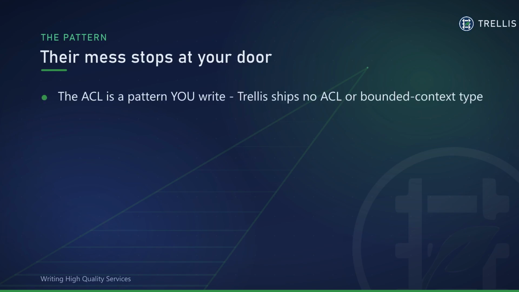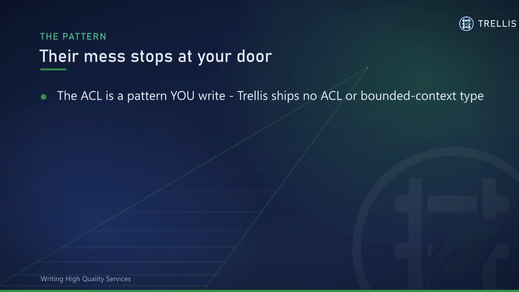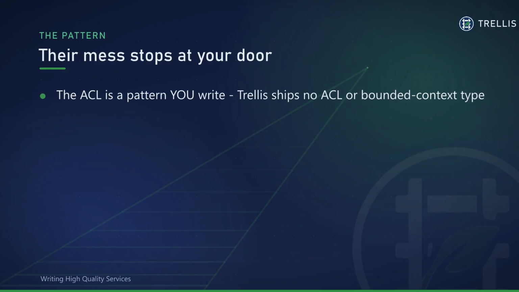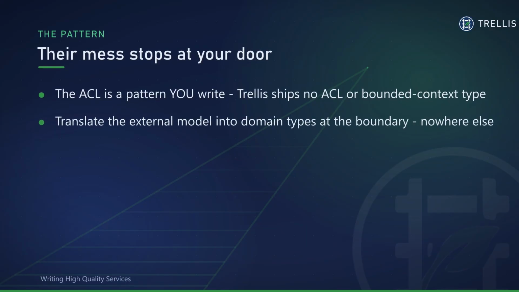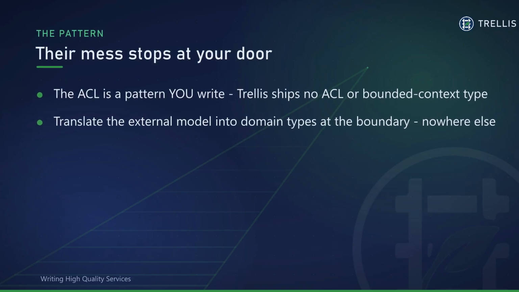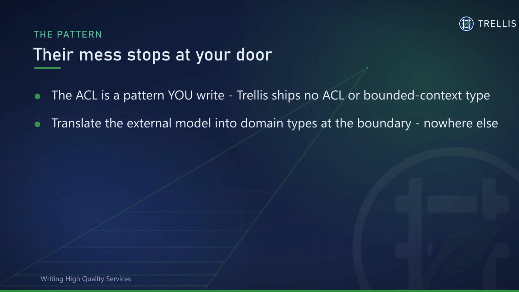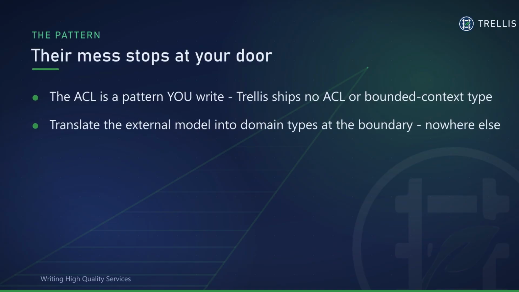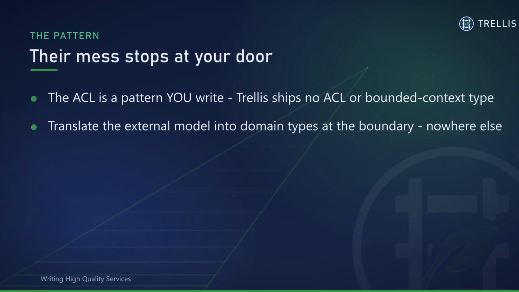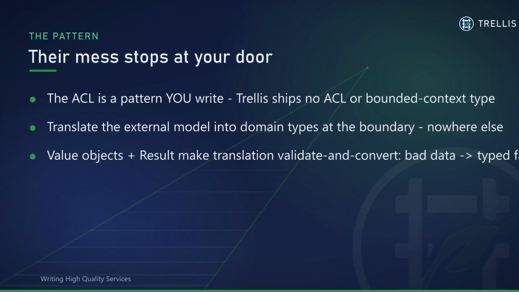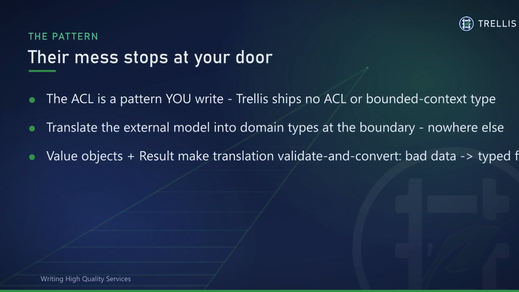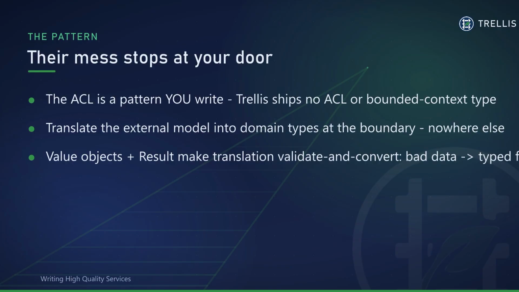So an anti-corruption layer makes 3 promises. 1. It's a pattern you own. Trellis deliberately ships no ACL type, because the translator is just your code. 2. The translation happens at the boundary, and only there, so external types never leak inward. 3. Because you translate into value objects through try-create, the conversion also validates. Bad external data becomes a typed failure, not a corrupt object. Your domain stays clean by construction.